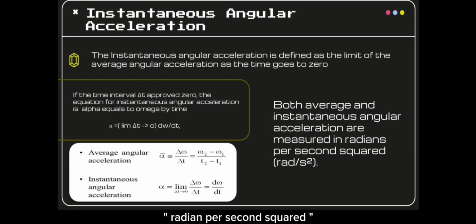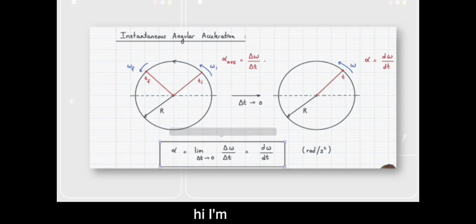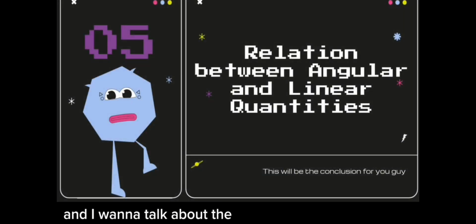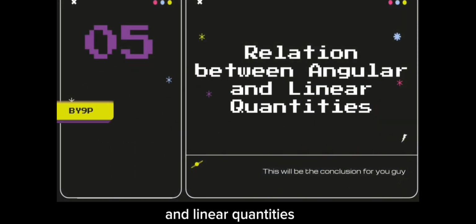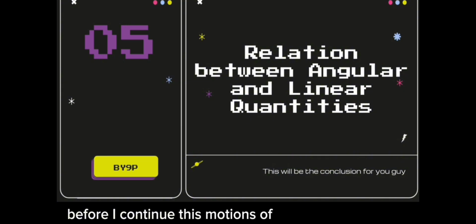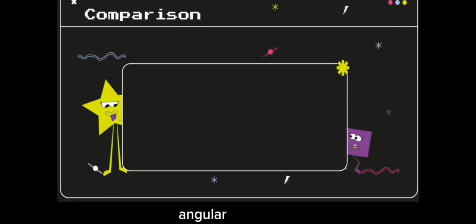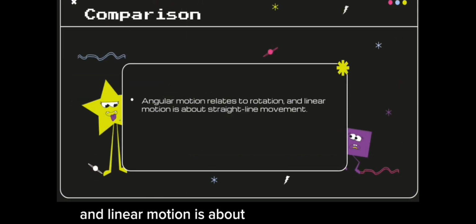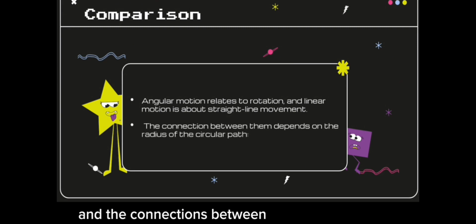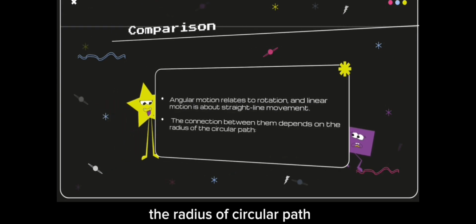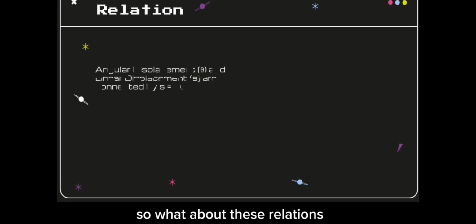Hi, I'm Bill and I'm B, and I'm going to talk about relations between angular and linear quantities. Before I continue with motions of angular and linear: angular motion and linear motion is about straight line movement, and the connections between them depend on the radius of the circular path.